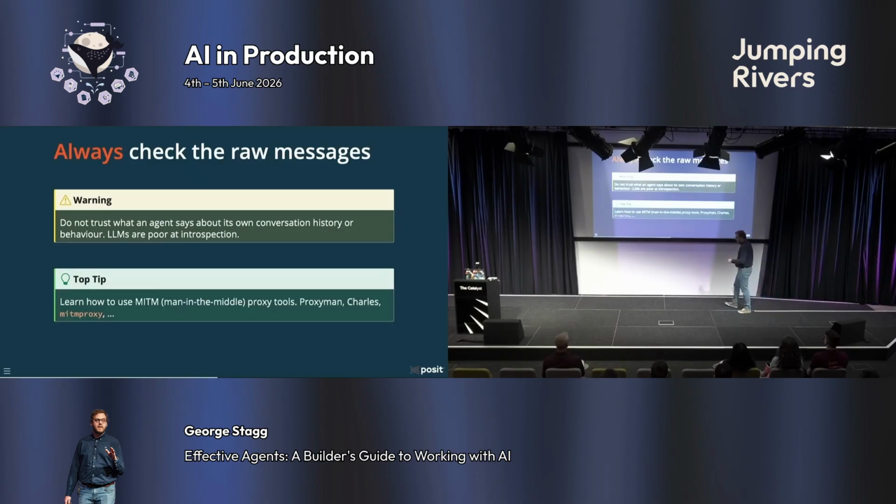Top tip, if you can, use a man-in-the-middle proxy. If you don't have access to the raw data, for whatever reason, and you're doing this on a machine you control with admin access, then do try out these tools. Proxyman's a great one. There's Charles Proxy and some open source stuff. They'll let you view the raw traffic, even if the debugging information in your app isn't good enough.